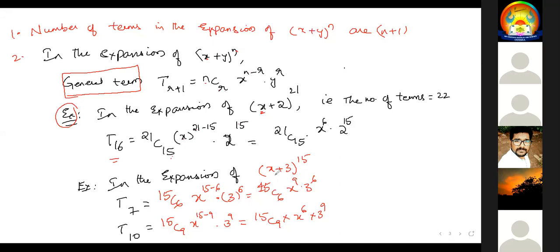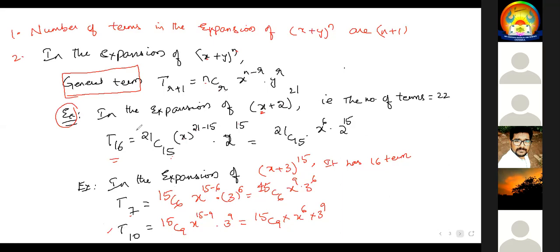In the same way, in the expansion of (x + 3)^15, how many terms does it have? It has 15 plus 1, 16 terms. When I'm asking for the 7th term, 7th means 1 less. Total power is 15, so 15C6 into x^(15-6) into 3^6. In the same way, the 10th term is written like that, 10th term means 9.